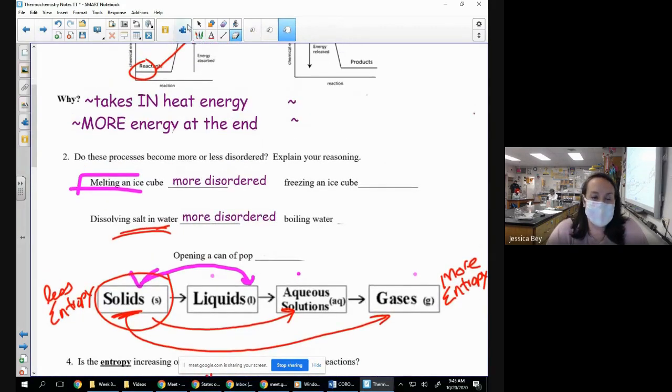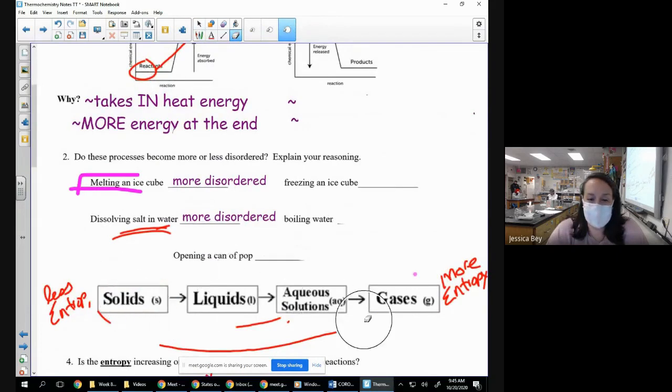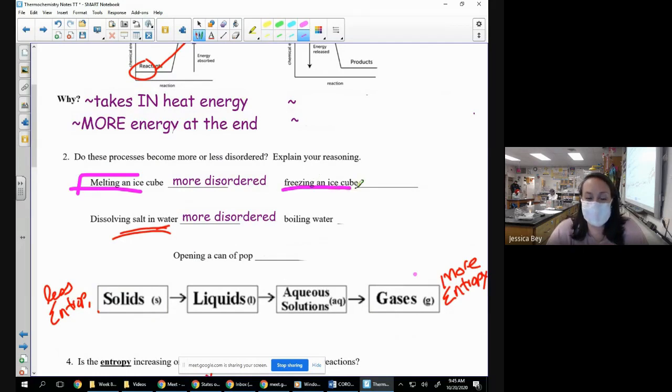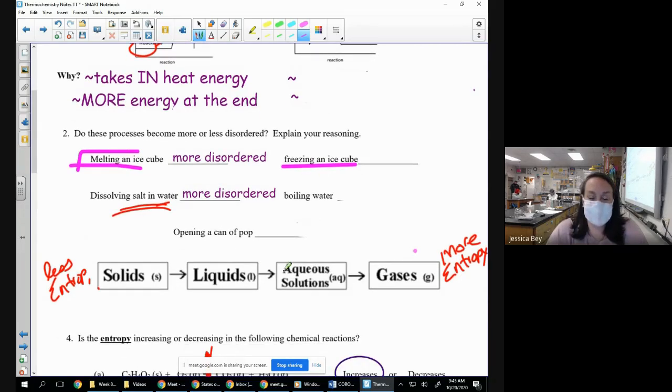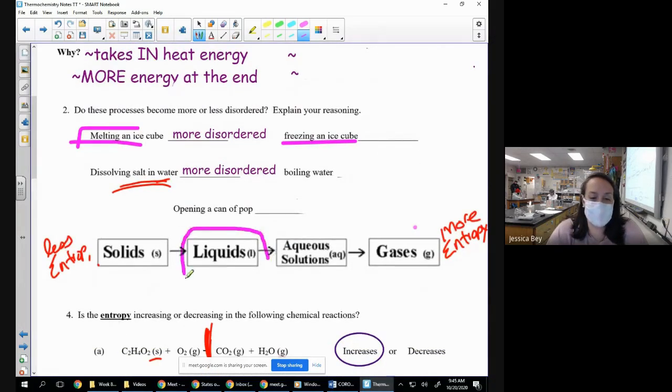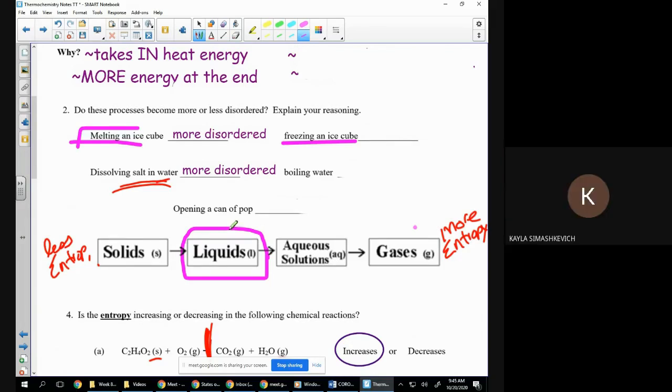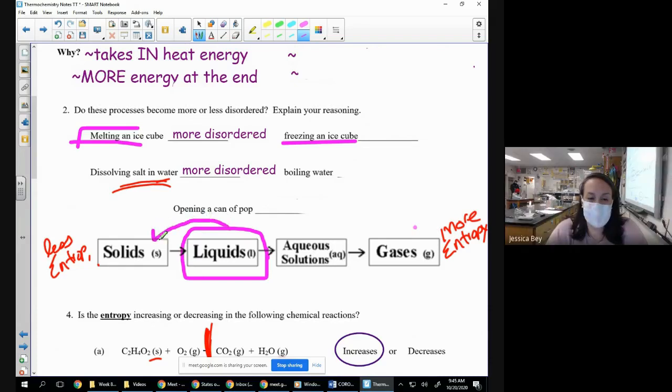Okay. Let's try one that might go the other way, shall we? Let's go across here and we're going to say, all right, freezing an ice cube. So you take some water, which is either liquid or aqueous solution, we'll call it a liquid for ease of things. When you put liquid water into the freezer, when it comes out of the freezer, what is it? A solid. So now we're not increasing entropy. We are becoming less disordered.